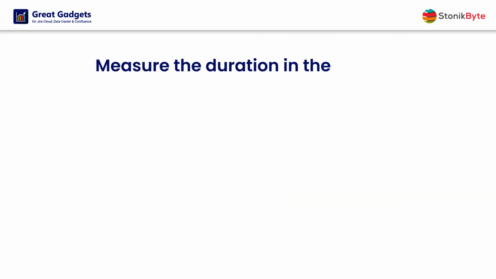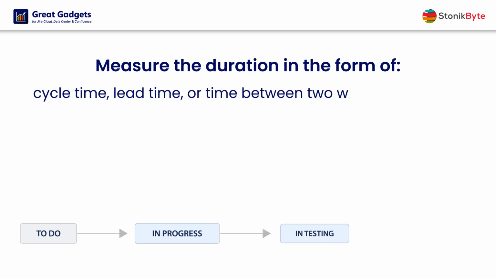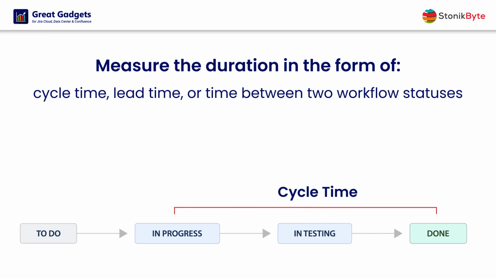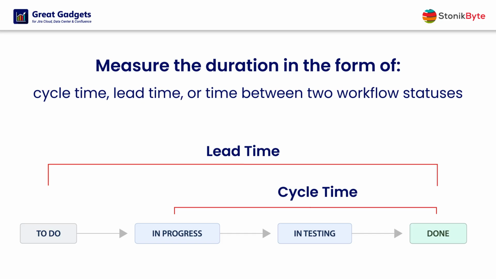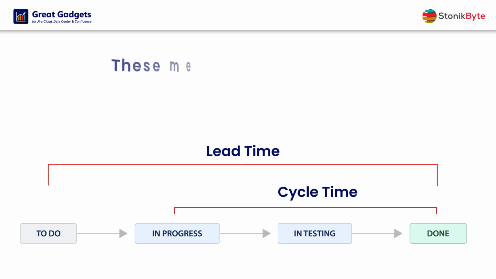You can configure it to measure the duration, in the form of cycle time, lead time, or time between 2 workflow statuses. Cycle time is the processing time between the moment your team started working on the item, and when they marked it as completed. Lead time is the time from when the work item was reported, to when it was delivered to the customer, so, the total time from the customer's perspective.